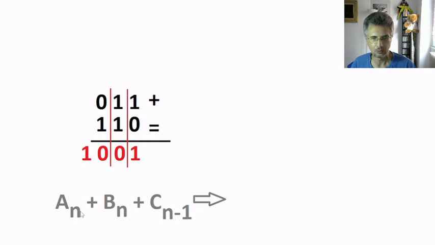So if I want to add up, for example, A2 plus B2, so these 2 bits, I have to use the carry from the previous addition, so the carry C1. And the result is 2 bits, a bit for the sum and a bit for the next carry. So in general, we have to sum up 3 bits, and we obtain as a result 2 bits also. One is the sum and one is the carry.